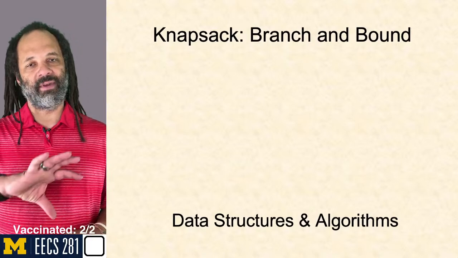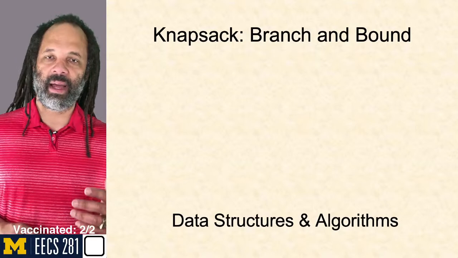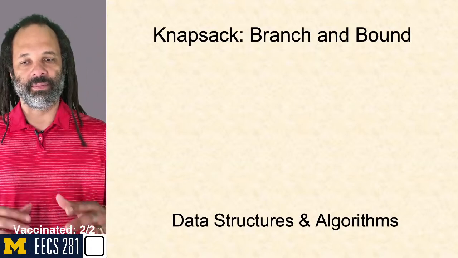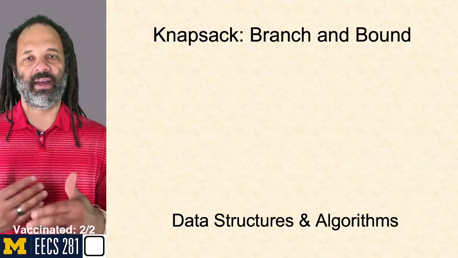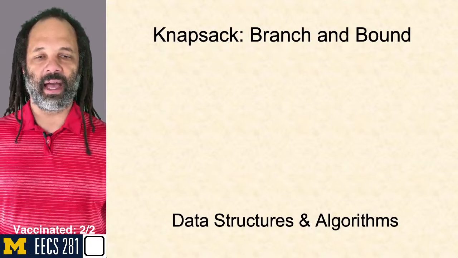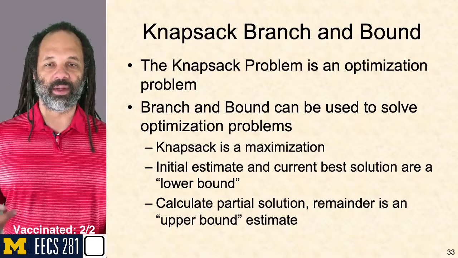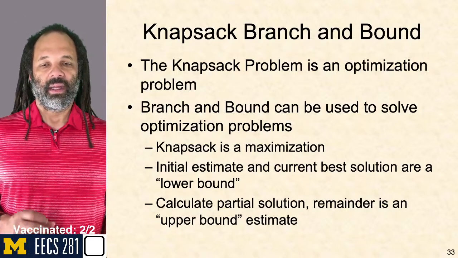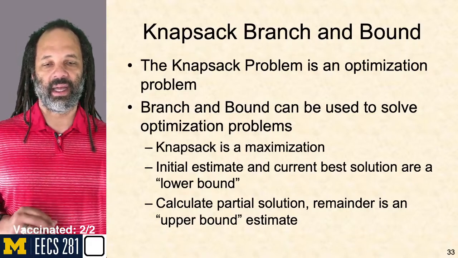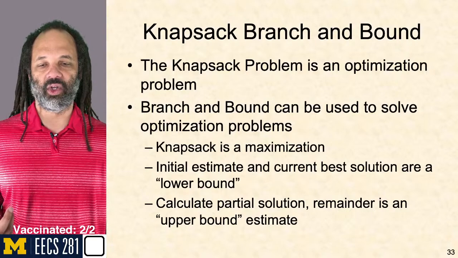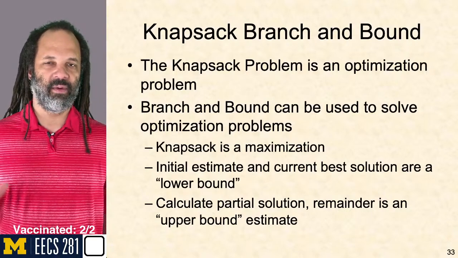So everything is going to be turned completely on its head. Lower bounds turn into upper bounds, and so on. Higher estimates need to be replaced with lower estimates and vice versa. So that's what we've got going on. Since the knapsack problem is an optimization, we can use branch and bound to solve it. Knapsack being a maximization says now we need an initial estimate and my current best solution. Those are lower bounds. Right? And remember what a lower bound means.